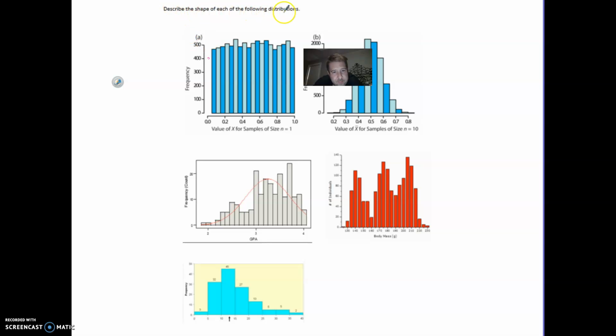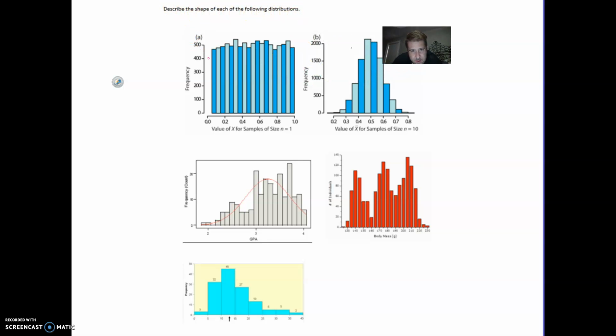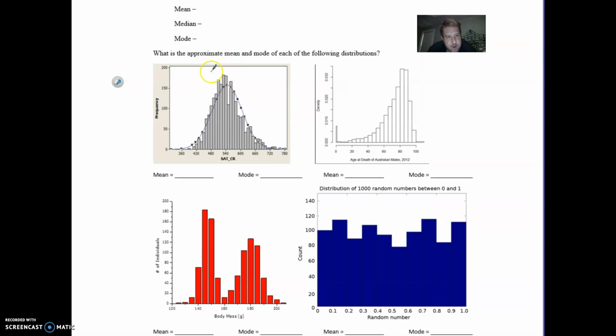Skipping through some of that. So describe the shape of each of the following distributions. So this first one would be uniform. There we go. Normal distribution. I would say this is probably skewed left. This is trimodal, and this would be skewed right, would be the best way to characterize those.